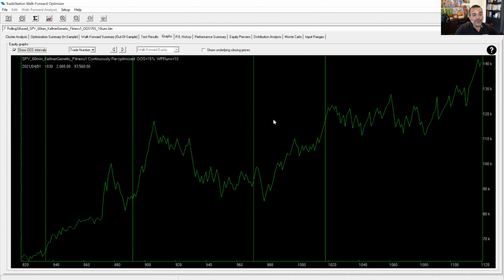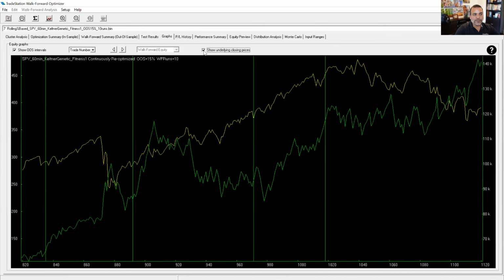In this particular case, we should have 10 segments of data, since this is just using 10 runs. All right. This is trade number. You can also do the trade date, and you see the dates at the bottom. And here on the far right, we have a checkbox to show the closing price of the backtest. I think we ran this on Spiders. Yes, this is Spiders. And you can see what the closing price is of Spiders and how that affected your equity curve line. Interesting.